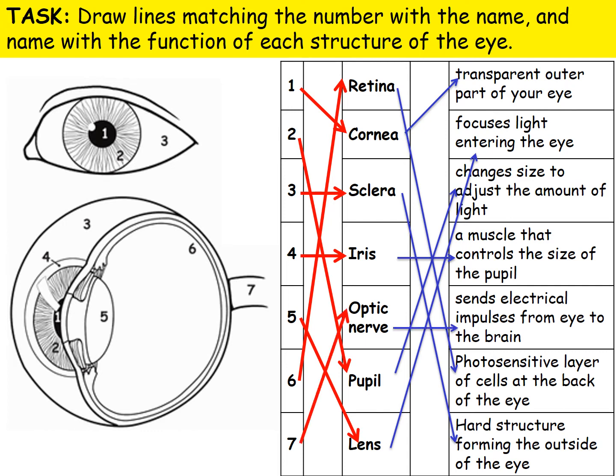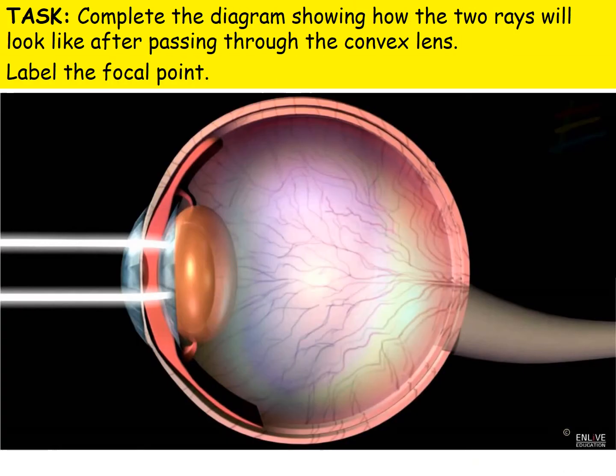And 7 is the optic nerve, which then sends that electrical impulse from the eye to the brain so that you actually know what you're looking at. If you didn't get those right, pause the video now and correct your answers. If you did get them right, then continue on with the video with me.